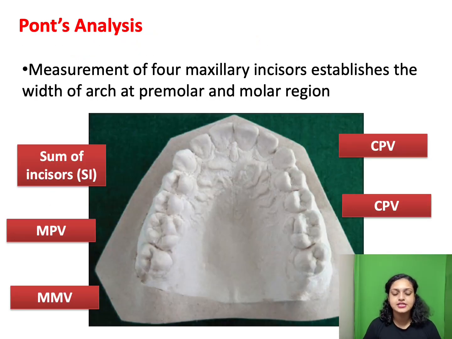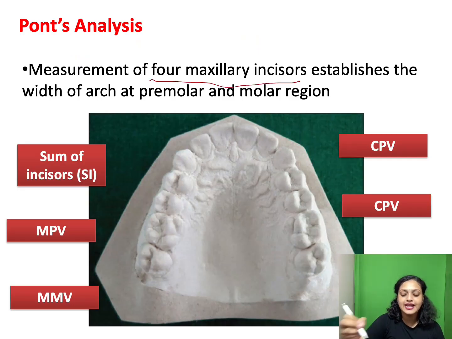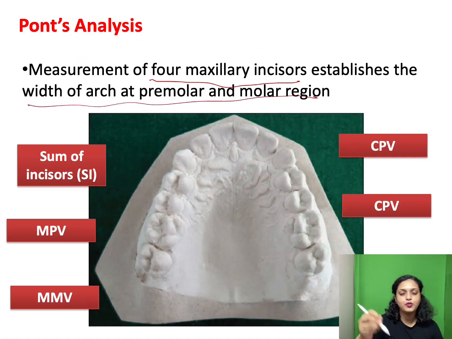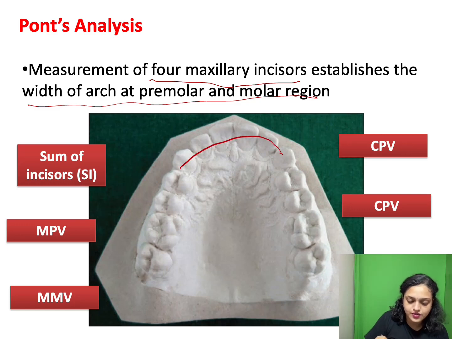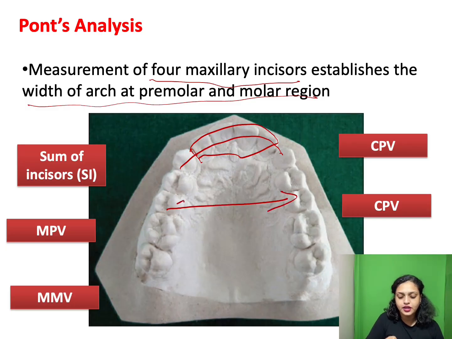Next is Pons analysis. In Pons analysis, you measure the maxillary incisors and establish the width of the arch at the premolar and molar region. So you measure the four maxillary incisors, and you measure the width at the premolar and molar region. So what you need is the sum of incisors. You need to measure the mesiodistal width of all these incisors and take a sum. Then there is measured premolar value, measured molar value, calculated premolar value, and calculated molar value.